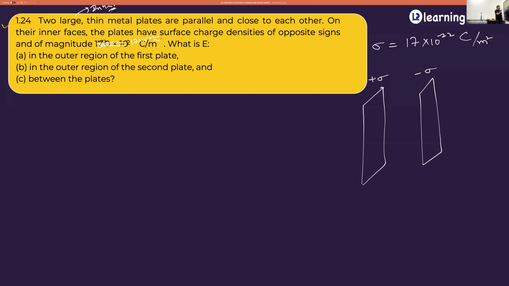Then what is going to be the value of electric field in the outer region of the first plate? Suppose I say the positive charge is like this.